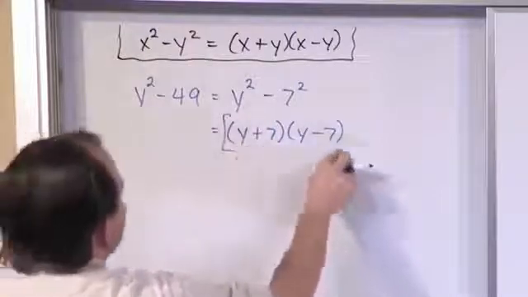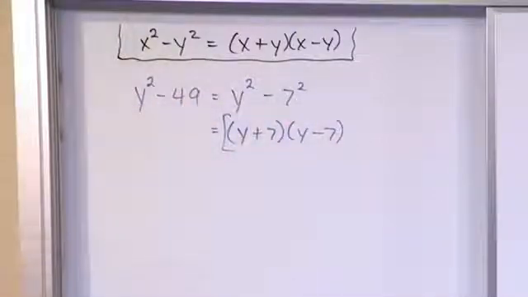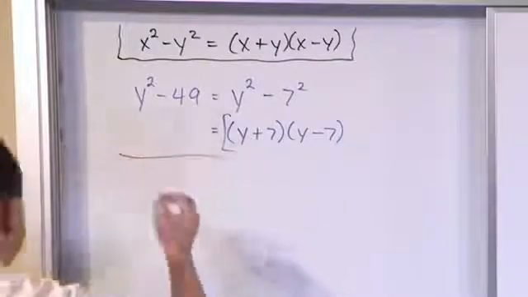Y plus 7, y minus 7, just like that. And that's the answer. And if you do FOIL here, you will get back exactly what we started with, just like we did in the previous example.